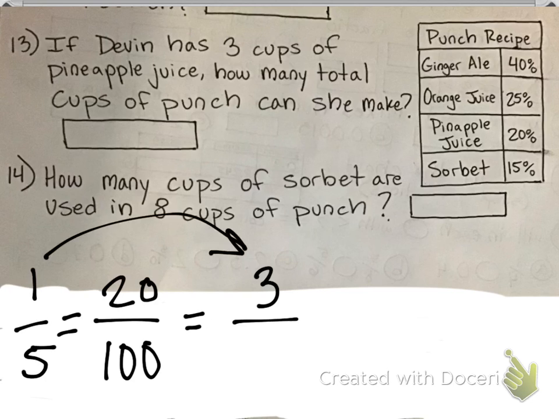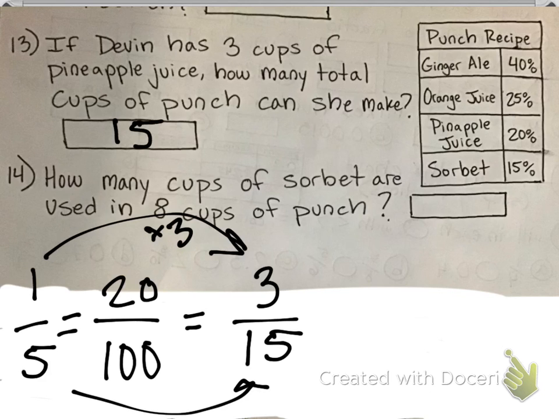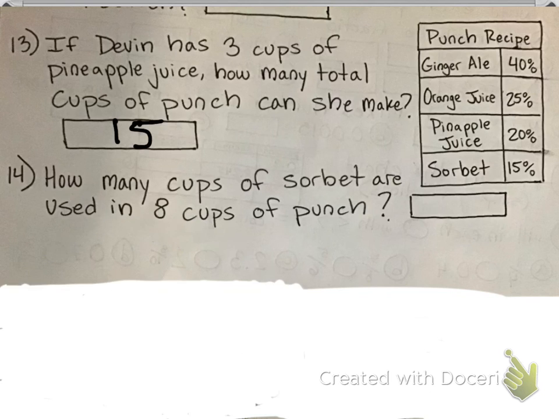1/5. How do we go from 1 to 3? What do we do, Liam? 1 to 3 is times 3. So we do the same to the bottom. What's 5 times 3, Rafi? 15. So I can make 15 cups of punch.